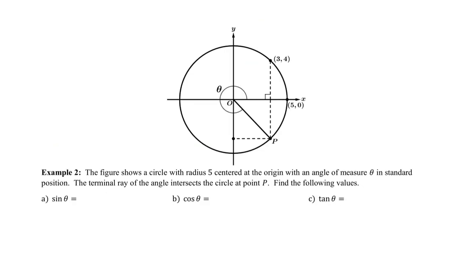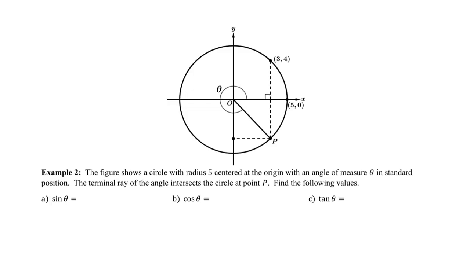All right, let's try example 2. The figure shows a circle with a radius of 5 centered at the origin with an angle of measure theta in standard position. The terminal ray of the angle intersects the circle at point P. I want to find the following values. Well, they didn't really give me the coordinates for P, but they did give me this vertical line, and P would be a reflection over the x-axis.